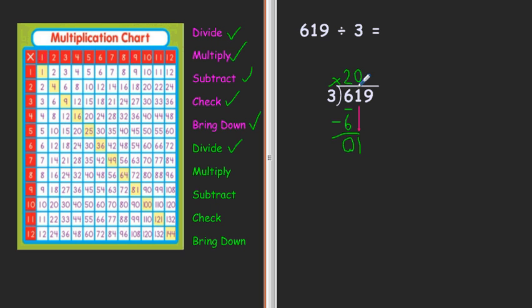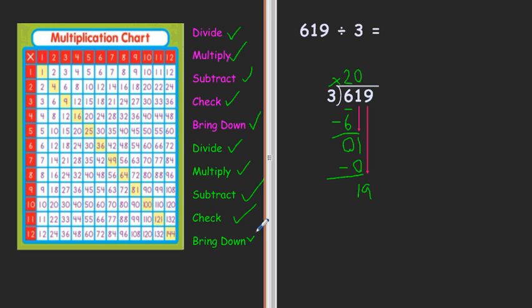multiply, 0 times 3. 0 times 3 is 0. So I multiply, now I subtract. 1 minus 0 is 1. Check. Is 1 smaller than 3? Yes, it is. So I'm on the right track. Now I'm going to bring down the 9. I bring down the 9.